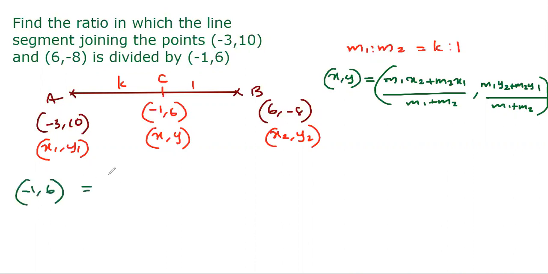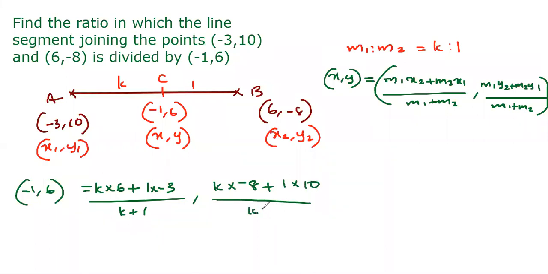This is equal to m1 x2. The value of m1 is k, x2 is 6, plus m2 x1, divided by m1 plus m2, so this is k plus 1. Now again m1 into y2, that is -8, plus m2 into y1. It is not -10 but 10, divided by k plus 1 again. So using the formula, the coordinates are this, and we already know the coordinates are -1 and 6.